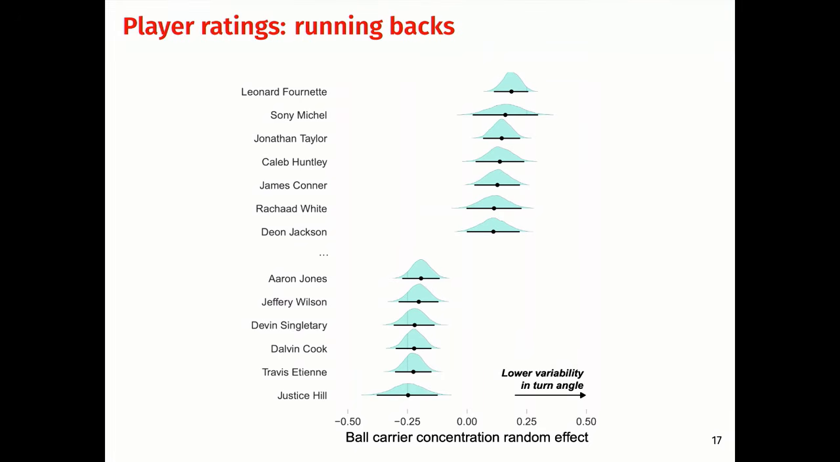So we see that there are names here that make sense. For example, Justice Hill of the Baltimore Ravens stands out with the most variability in turn angle. And this passes the eye test. Hill is known as a shifty and agile runner. On the other hand, players up there like Leonard Fournette and Jonathan Taylor display low variability in change of direction. Indeed, these running backs are known to have a tendency to run straight ahead with speed and power more so than making variable directional adjustments.